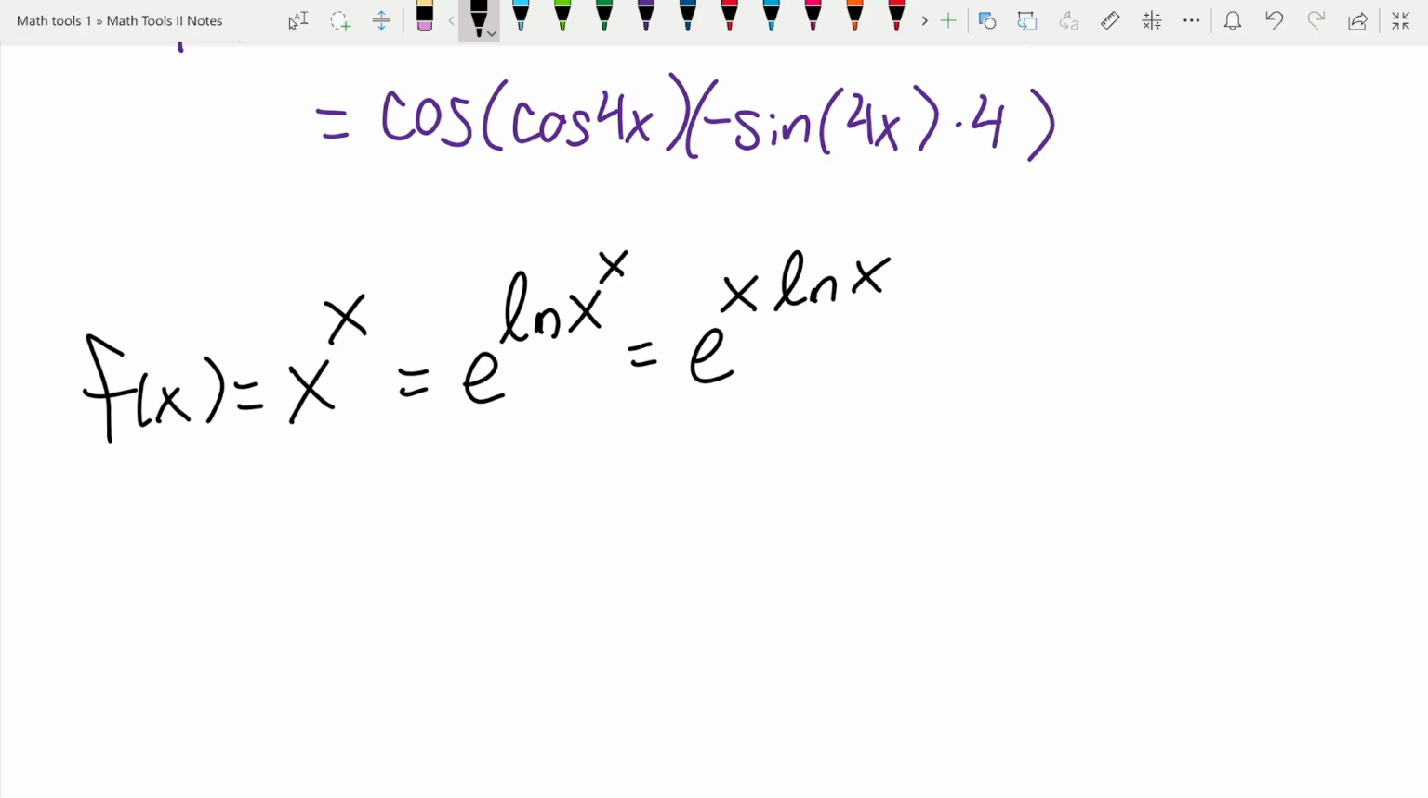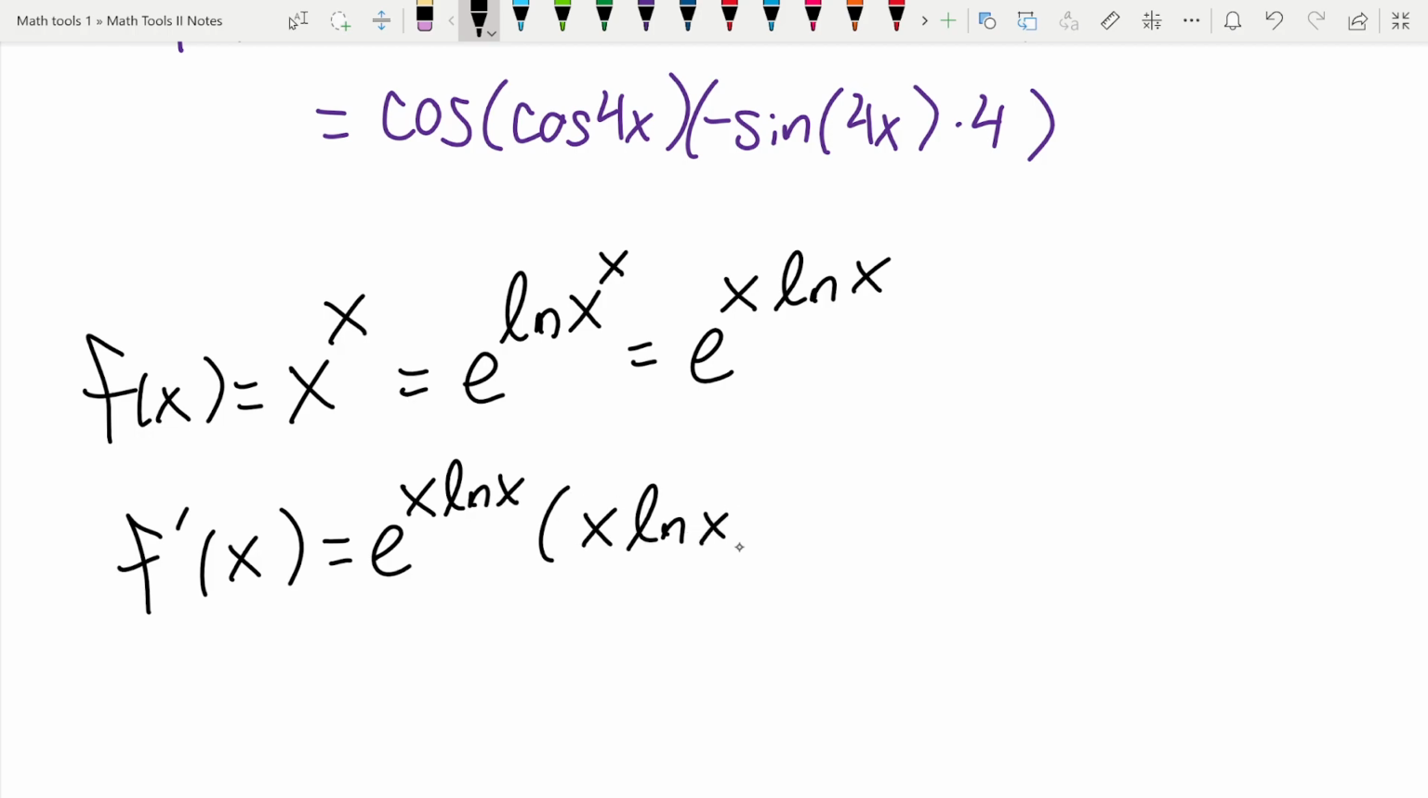So now we can go ahead and take the derivative of this using the chain rule, right? This is actually a little bit different from the common way of doing it, but I think this will still work. Let's just go ahead and try it out. So this is going to be e to the x natural log of x times the derivative of x natural log of x.